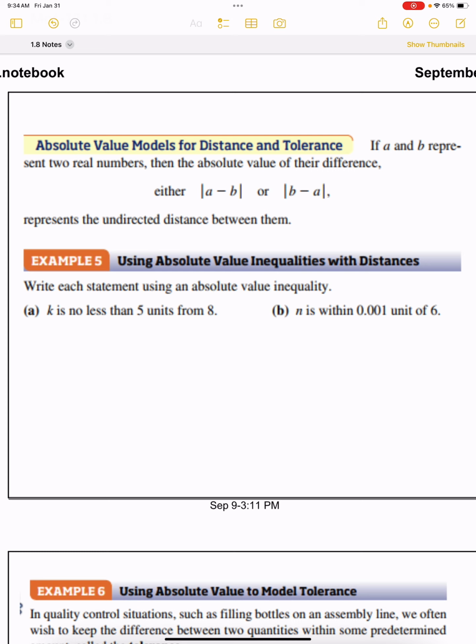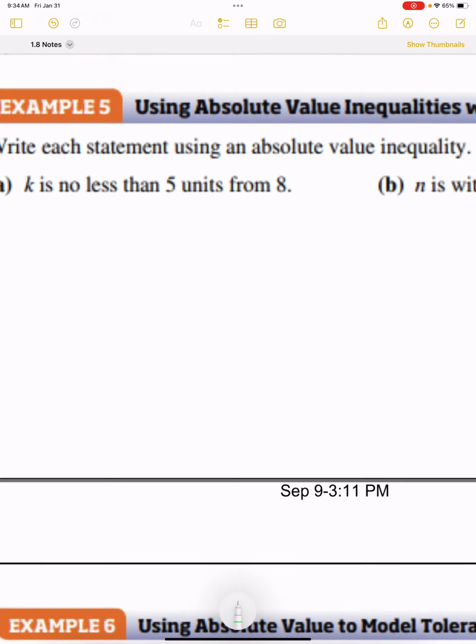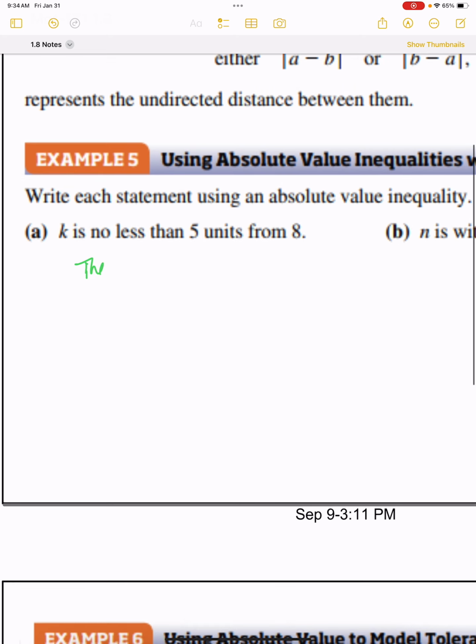All right, now let's look at this. It says K is no less than 5 units from 8. Right, so what does that mean? Well, that means the distance between K and 8 is no less than, all right? So what is that? If it's no less than, then it has to be more than, right? Can it be equal to?